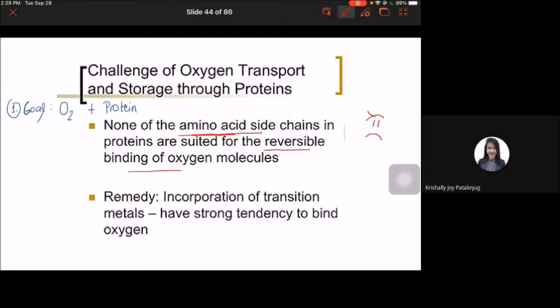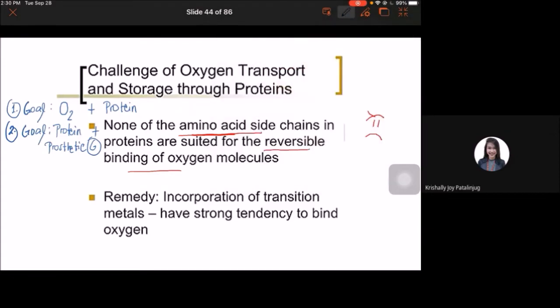Hindi po sila capable ng reversible binding towards oxygen molecule. Okay? So with that, para masolusyonan yung problema na yan, yung second goal natin is dapat yung protein samahan natin ng tinatawag na prosthetic group. I repeat, yung solution dyan is simply combine, or samahan natin yung protein with what we call prosthetic group. Now, ano ba yung mga prosthetic group?